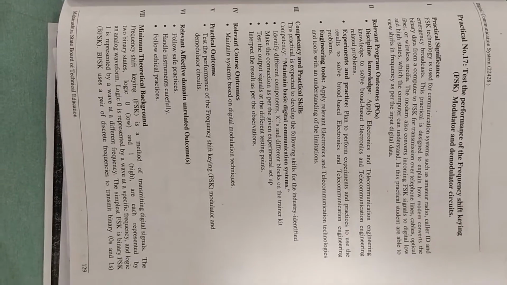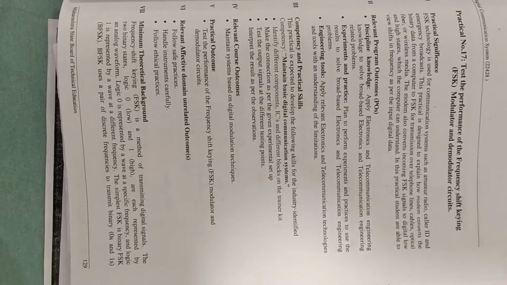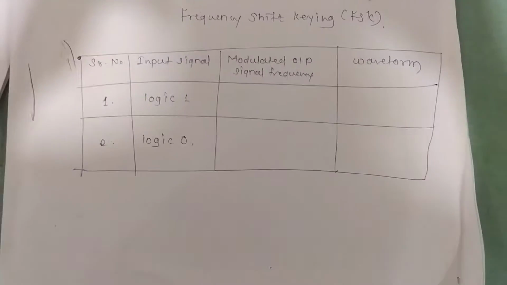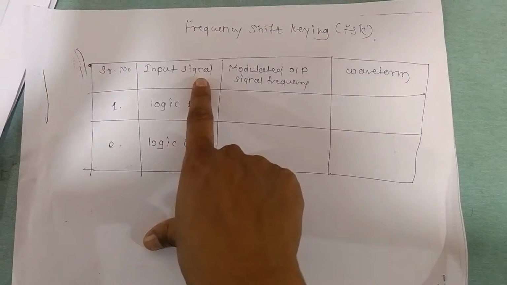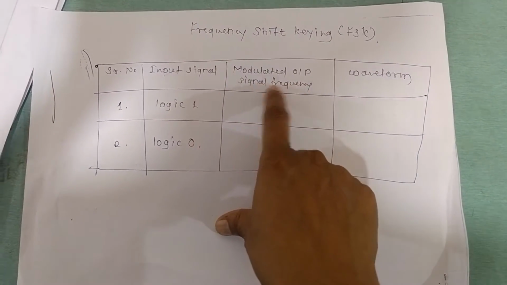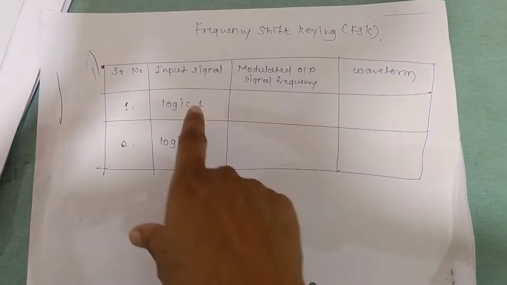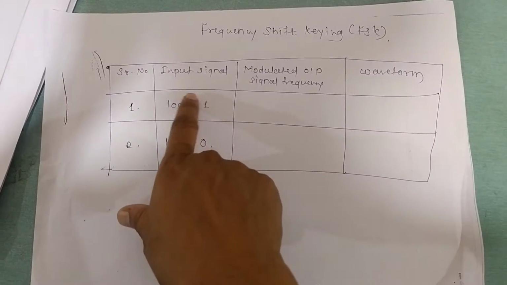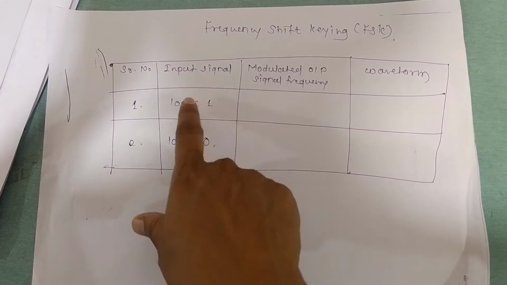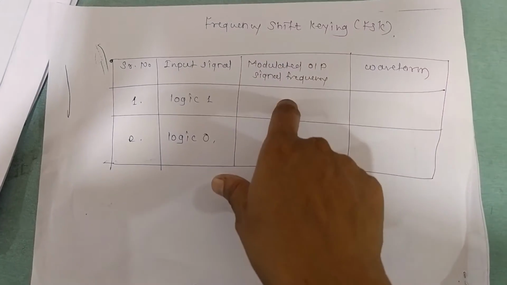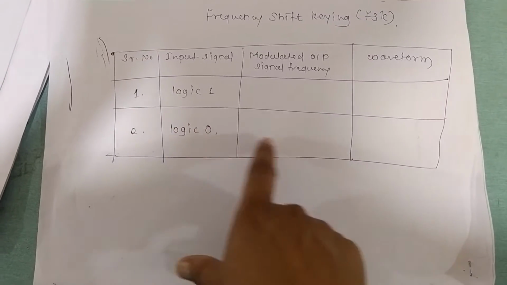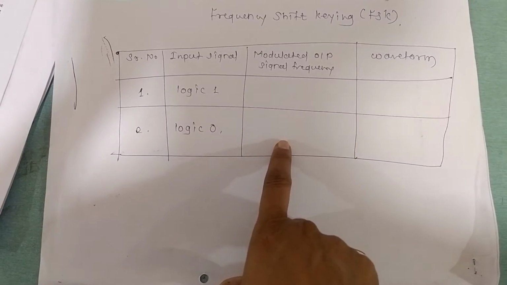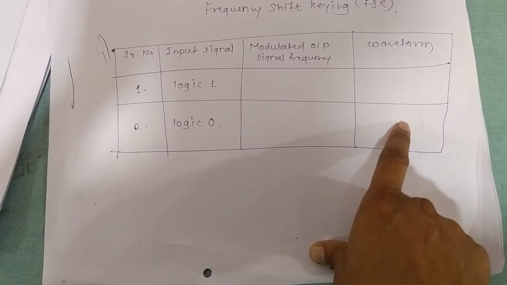So in this practical the observation table is in this manner. This one is the observation table of frequency shift keying. First one is the serial number, next is the input signal, then the modulated output signal frequency, and after that the waveform. For logic 1 we have to measure the frequency of the modulated signal and draw the waveform, and for logic 0 we have to measure the frequency of that modulated signal and draw the waveform.